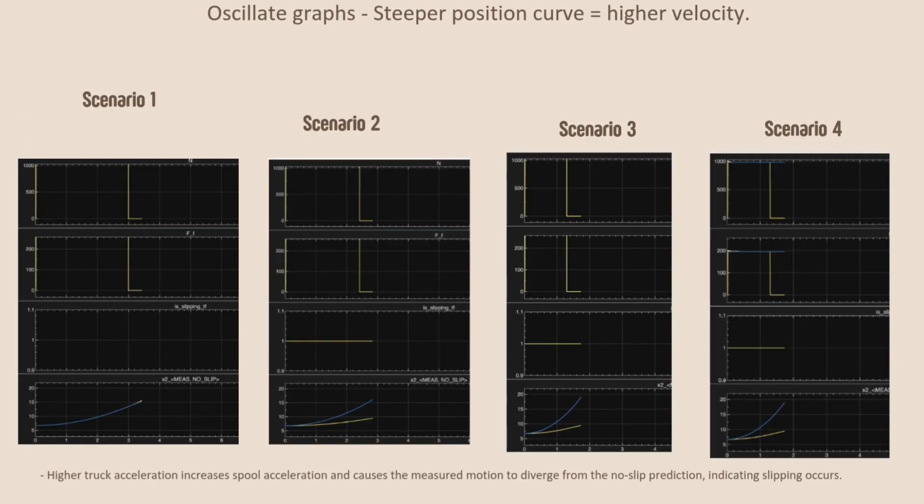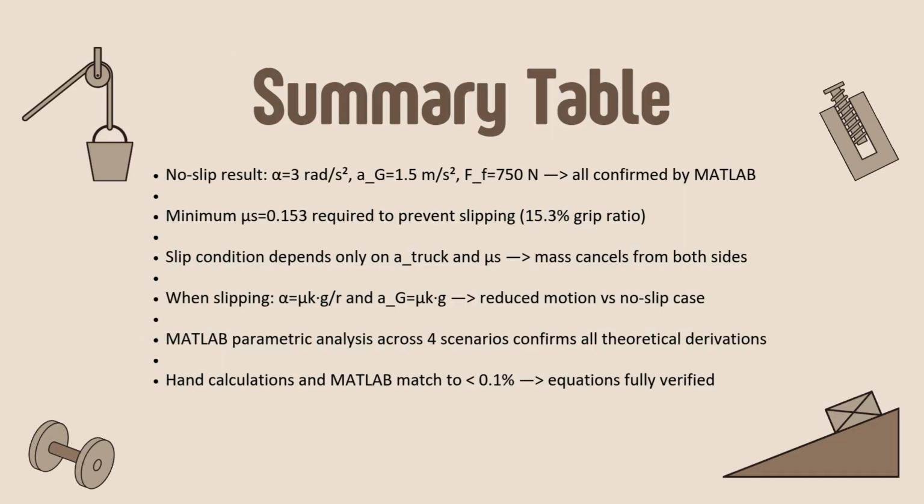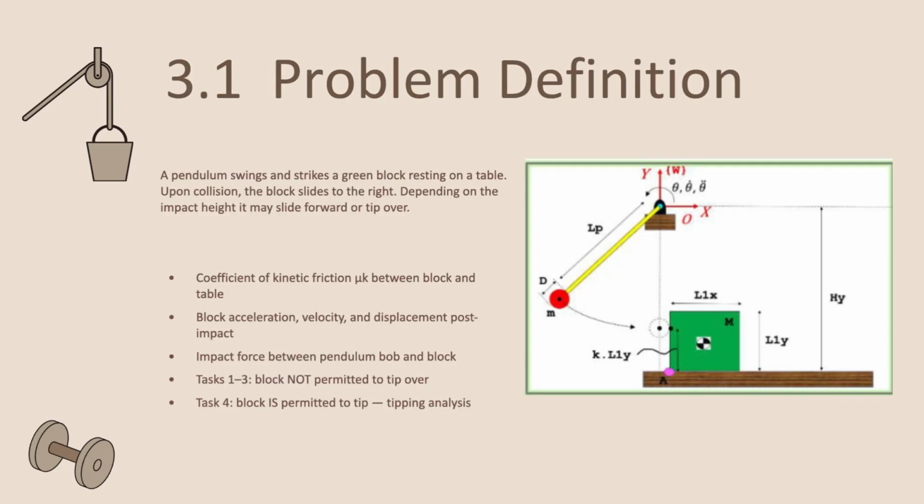The oscillation graphs also showed that the higher truck acceleration increased spool acceleration and caused the measured motion to diverge from the no-slip prediction. The MATLAB results matched the theoretical calculations with less than 0.1% error, validating the model. The second section investigated a pendulum impact virtual lab involving block sliding and tipping behavior.